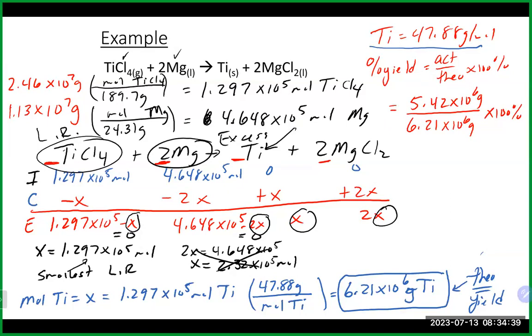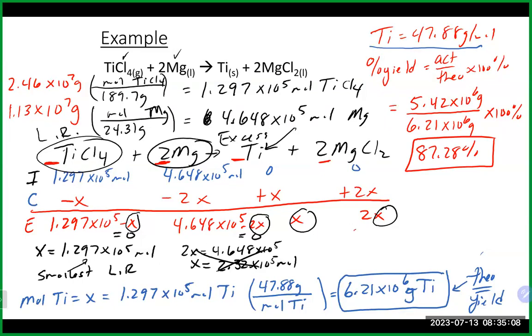Let's see how we did here. 5.42 times 10 to the 6 divided by 6.21 times 10 to the 6 times 100. Going to give us about 87.28. 87.28% yield. Not too shabby. Any questions on that?